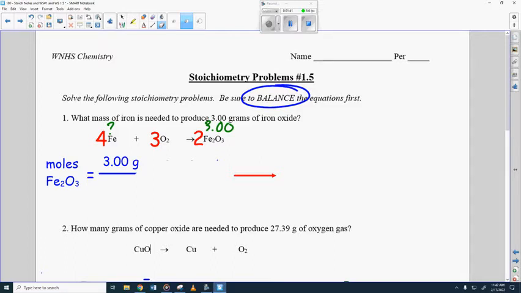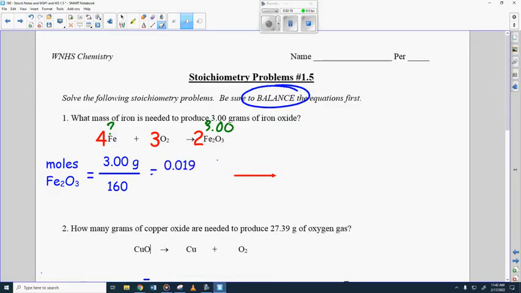A couple of irons, 3 oxygens. Here, 160. Is that what other people got? Make sure you can get that on your own. And iron is 56, so 56 plus 56 for the 2 irons. Each oxygen is 16, so plus 16 plus 16 plus 16. You add all that up, you should get 160. And when you plug that into your calculator, you're going to get a pretty small number, and that's okay.